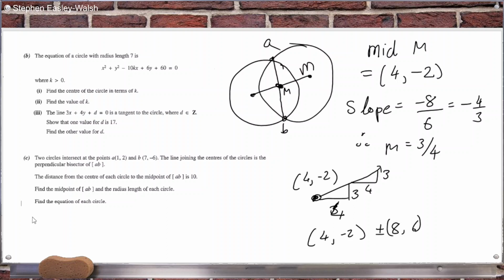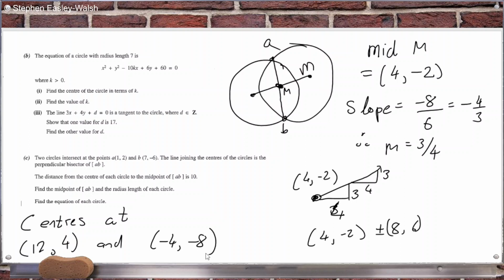So that would make the centers at 4 plus 8 is 12, minus 2 plus 6 is 4, and 4 minus 8 is minus 4, and minus 2 minus 6 is minus 8. So that's where the centers are. Good, good. Now we have to get the radius. Oh, well, we can get the distance.